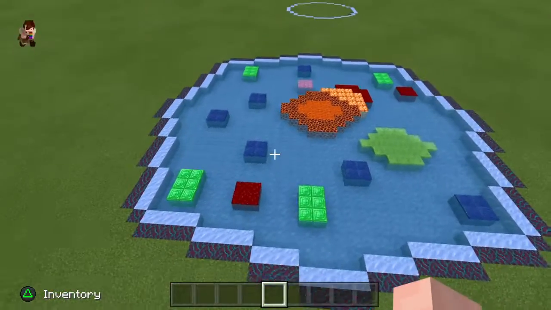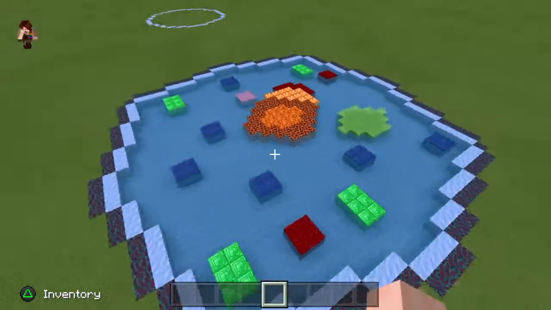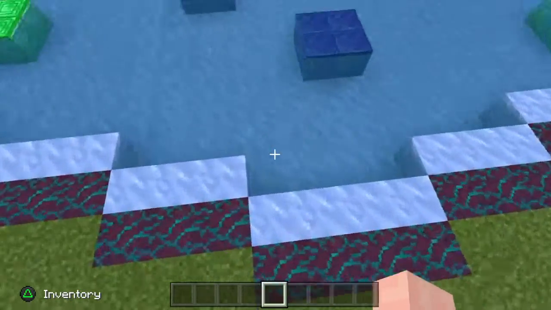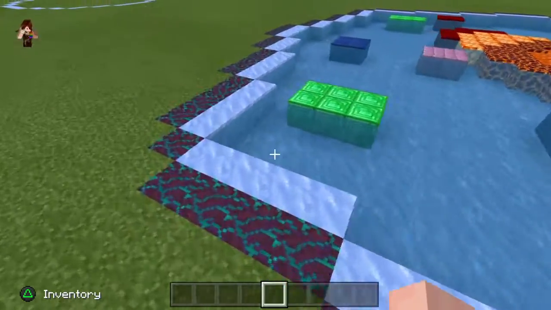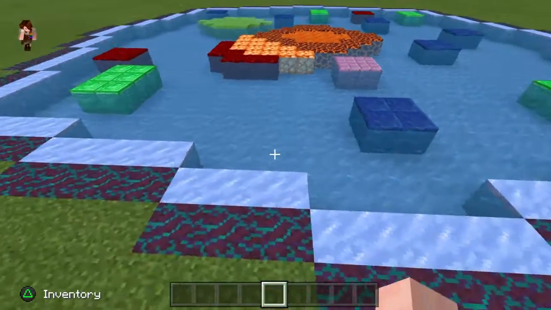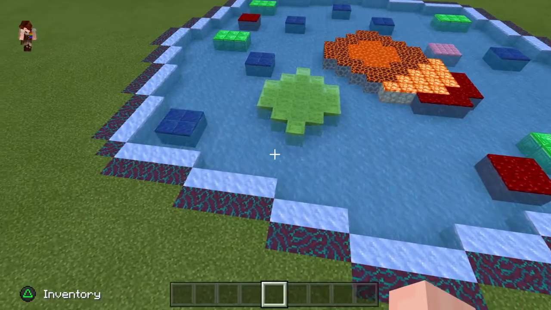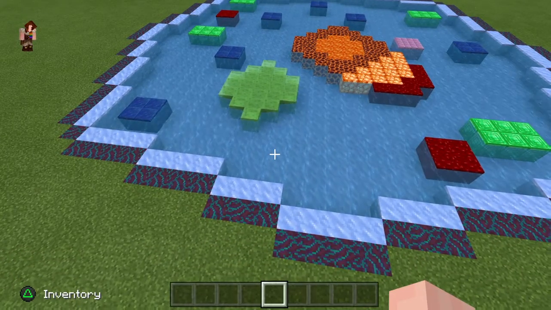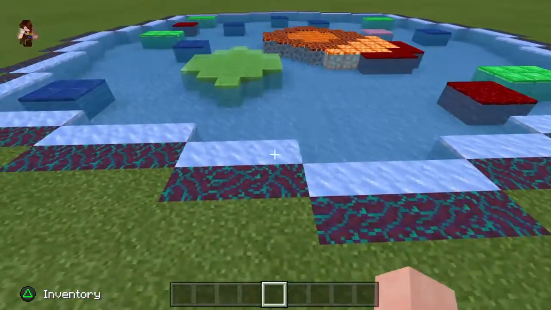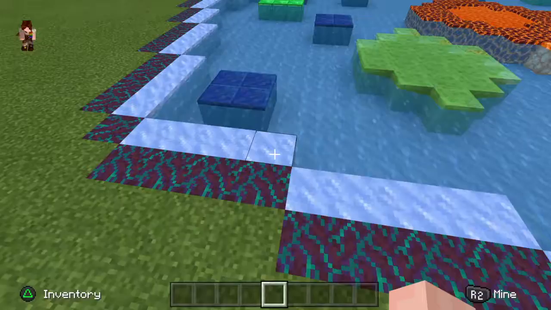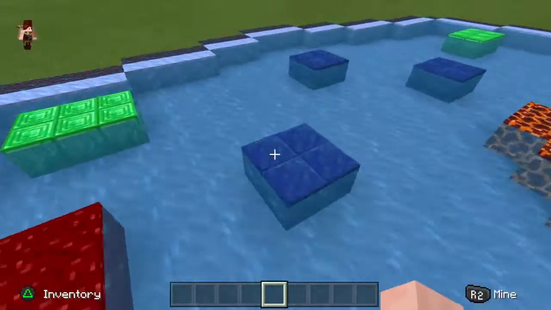Alright, so this is the standard cell model that we have made in Minecraft. First up is the plasma membrane, which is represented by the packed ice. It covers the entirety of the cell and is considered the gateway. It keeps the insides in, the outsides out, and only allows in what it needs and only lets out what it needs. Next is the cytoplasm, which is represented by the water.